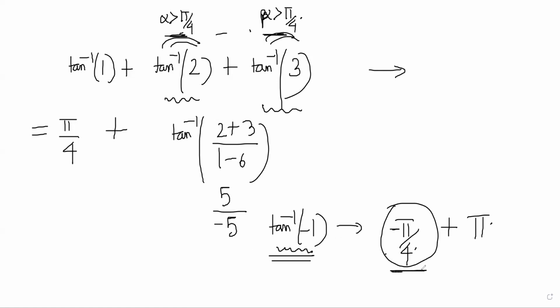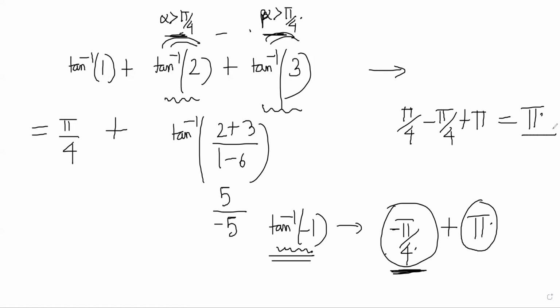That has happened because there is a shift happening, which is a pi shift. You have to add it. If you add a pi, then it is fine, right? So it is pi by 4 plus minus pi by 4 plus pi, which is equal to pi. That is the answer.